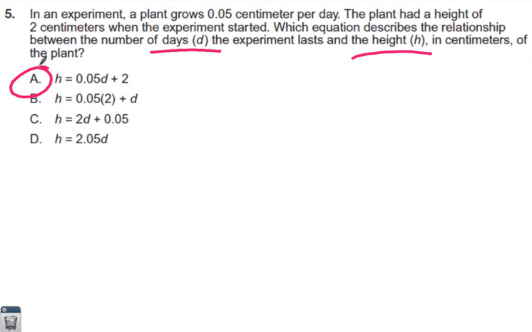Because, just to say this out, the overall height would be the number of centimeters we're growing each day times the number of days plus the 2 centimeters we started at. And so it should be A.